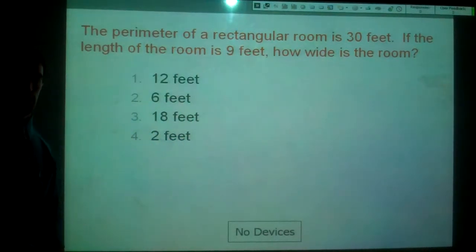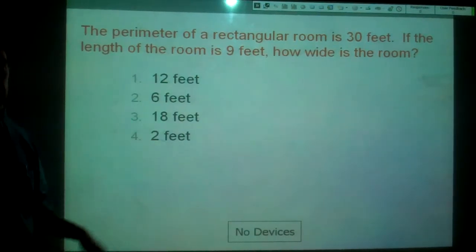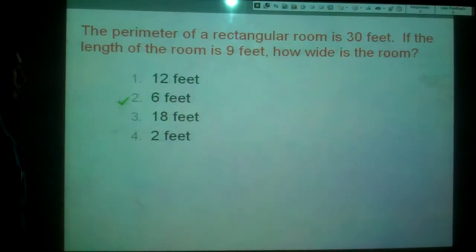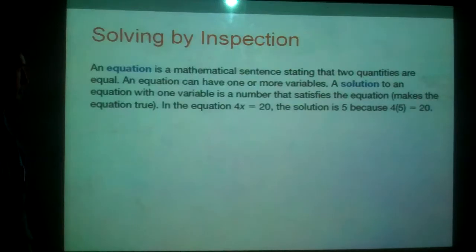And one of our last problems, I'll also show you, given a multiple choice question, kind of a tricky way to get around some of this solving stuff. So yeah, 6 feet is where we're at there.